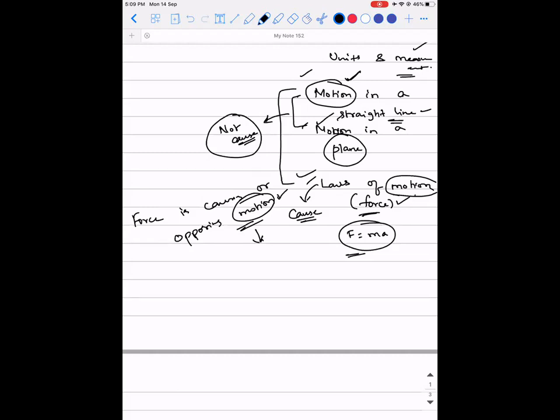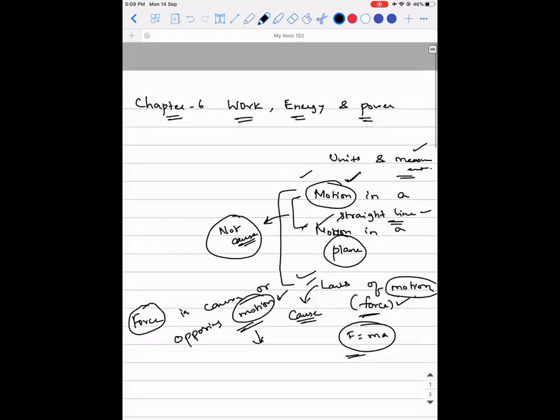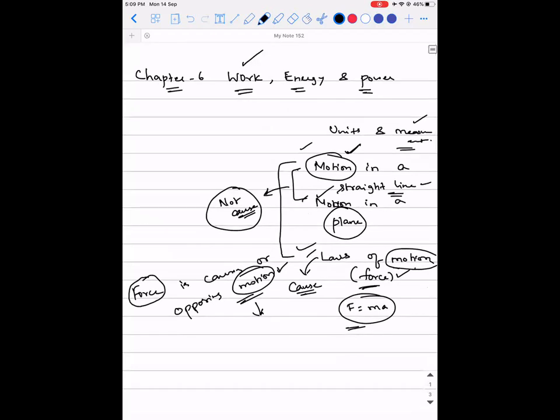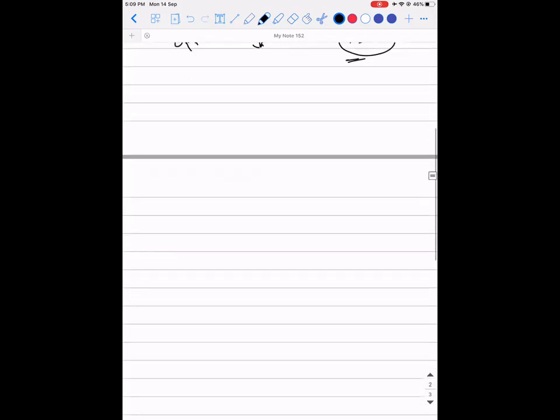So in this chapter, what we are going to concentrate upon is the combination of the force that is being applied on an object and the displacement the object is experiencing in the direction of application of force. That is what is called work. The capacity to do work is called energy, and power is defined as the rate of doing work. So now we are going to start with the term work.